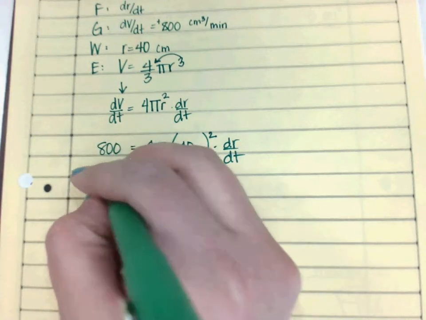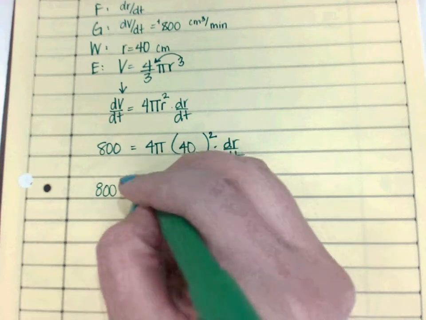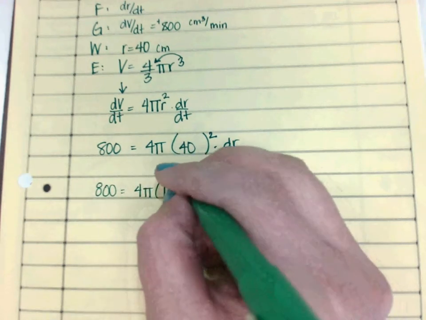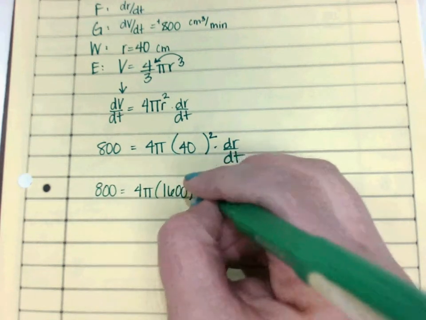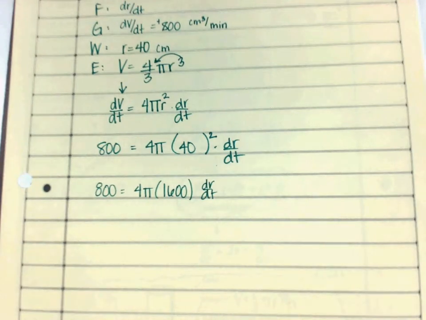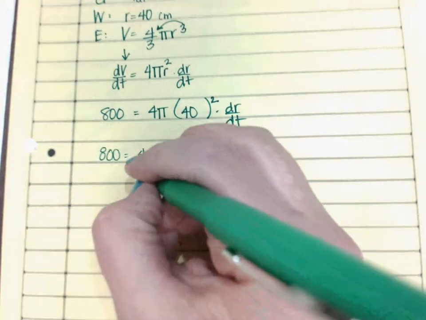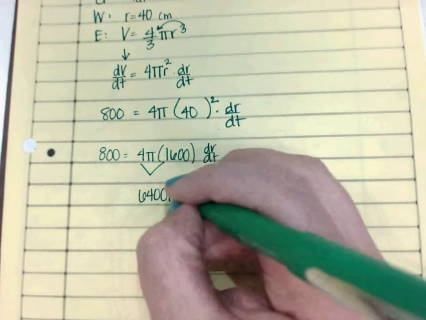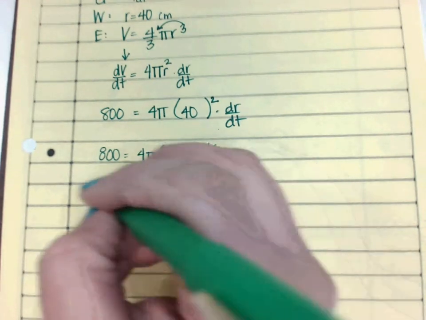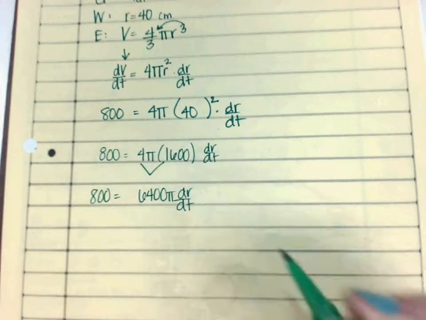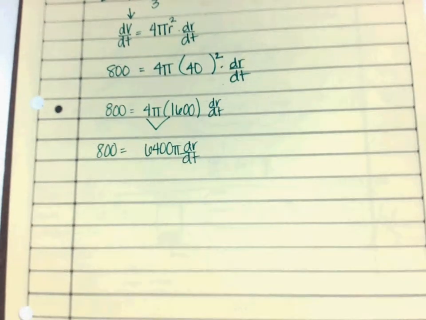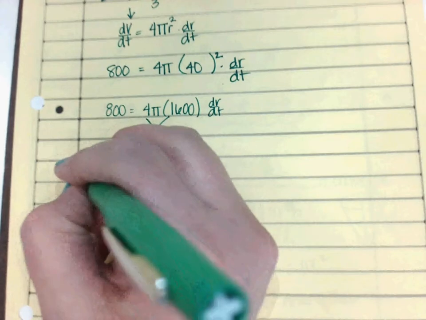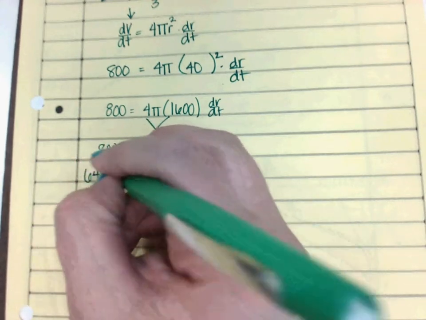1600. Okay, so I have 4 pi times 1600 dr dt. Okay, then what's 1600 times 4? 6400 pi, thank you. And then what's my last step if it's equal to 800 and I want to get dr dt by itself? Divide by, oops, yeah, 6400 pi.